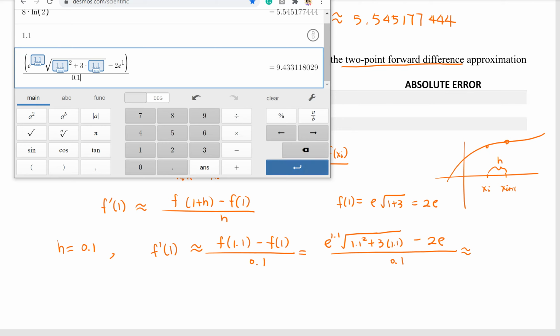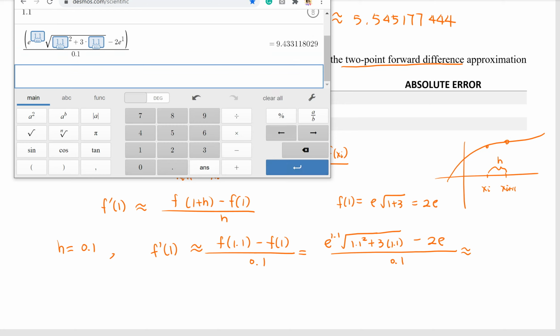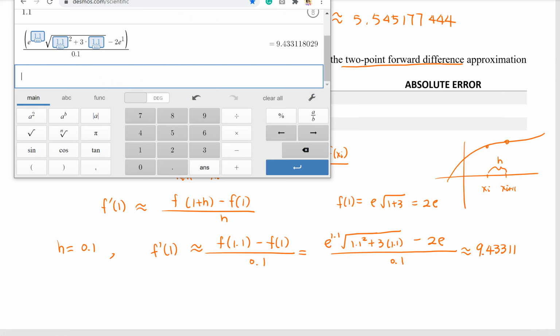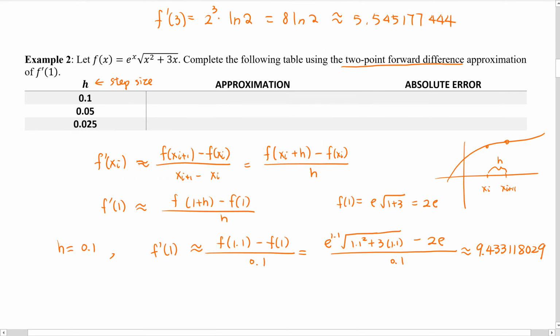Okay, so when we click enter, we get 9.43311 8029. So far so good, everybody?